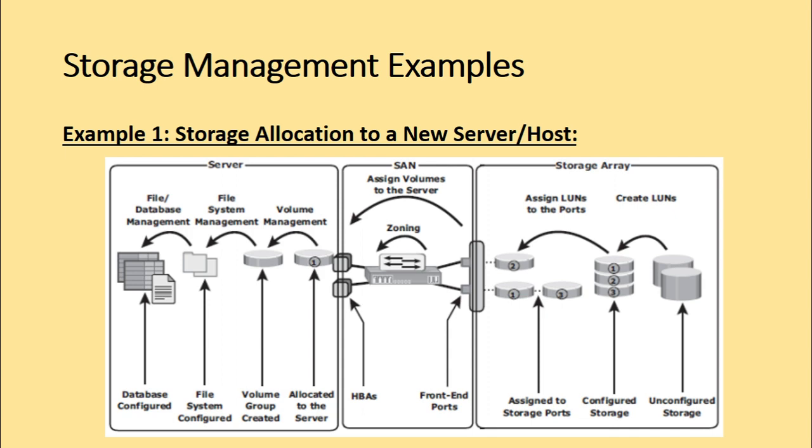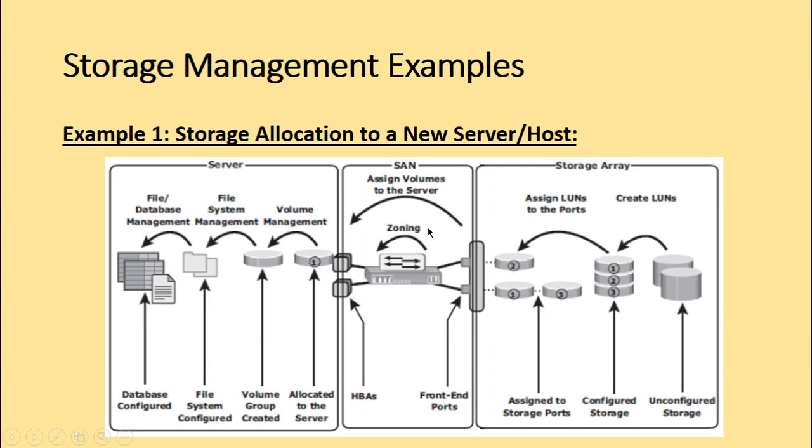So this diagram shows us the activities performed on a server, a storage area network and a storage array for allocating storage to a new server. In the server, we need to perform volume management, file system management and database management. While the volume management takes place, a volume group will be created and allocated to the server. In the file system management, the file system will be configured. In the database management, the database will be configured.